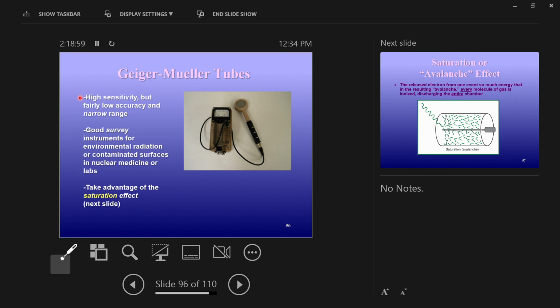They're highly sensitive, but have relatively low accuracy. They work great for detecting particle radiation. They do not work great for detecting electromagnetic radiation. They have a narrow range of energies they're sensitive to. Guess what they're sensitive to? They're sensitive to alpha, beta, and gamma radiation because that's what they're designed to detect. They're great for environmental radiation or contaminated surfaces or in nuclear medicine or labs, like we're going to do some labs, and they work great for that.